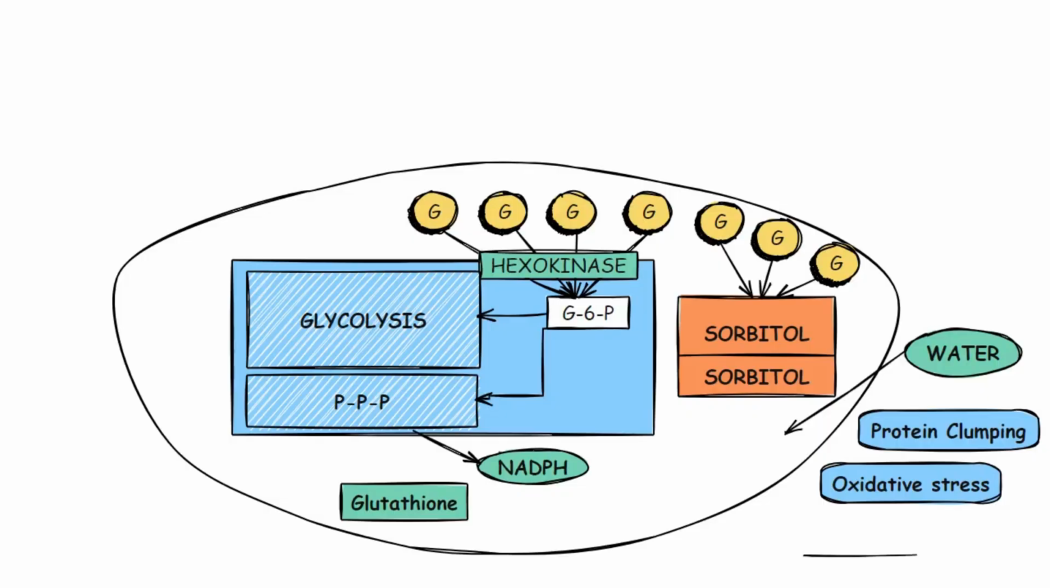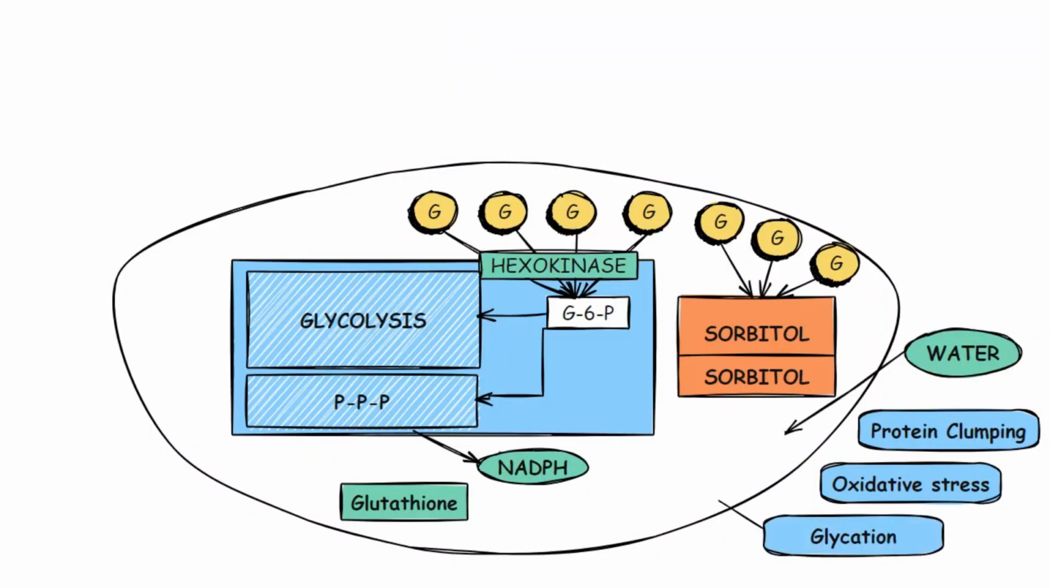And here is the final nail in the coffin: glycation. Over time, high sugar levels lead to formation of advanced glycation end products or AGEs. These AGEs permanently damage lens proteins, making them harder, less flexible, and completely opaque. At this stage, the damage is irreversible, meaning the only solution is cataract surgery.